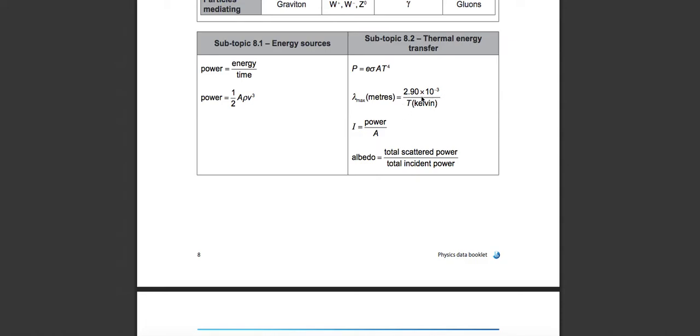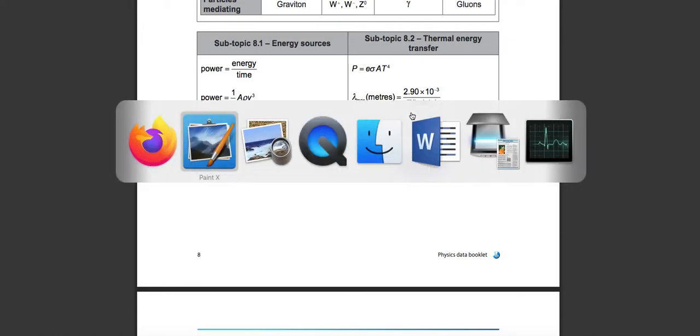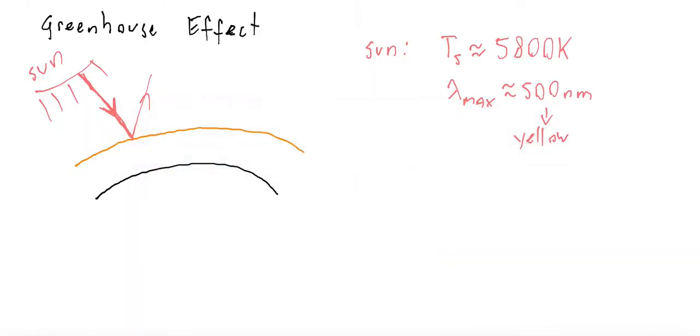So if you know the temperature of the object, you can calculate the wavelength of radiation which is emitted the most. Okay, so maybe I'm going to write this somewhere, that lambda max in general is related with temperature in kelvins by factor 2.9 times 10 to the power of minus 3. So if the temperature is higher, then the wavelength is shorter, and vice versa. If the wavelength is longer, then the temperature is smaller.